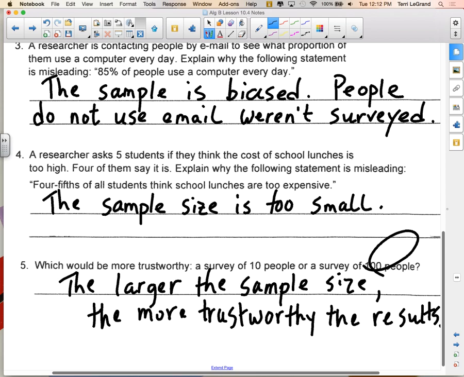Of course, you don't want to sample such a large size that you can't even begin to talk to everybody, but you want to make sure that it's at least fair. You want to have a good representation of what we call the population.